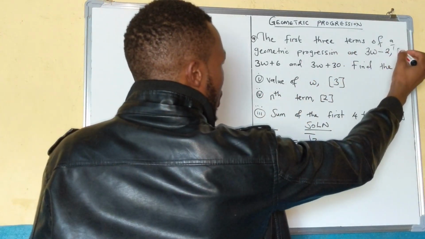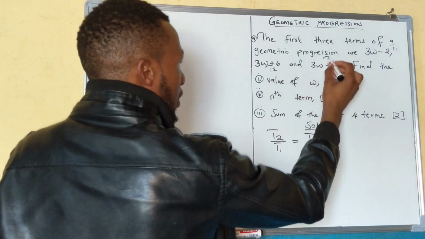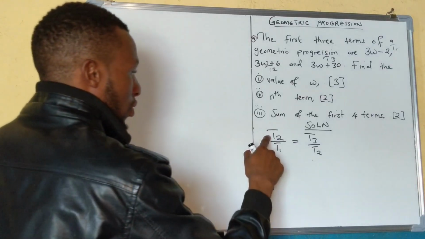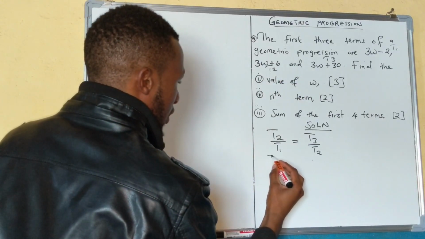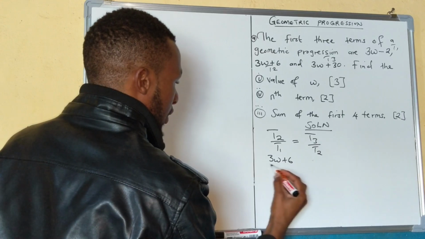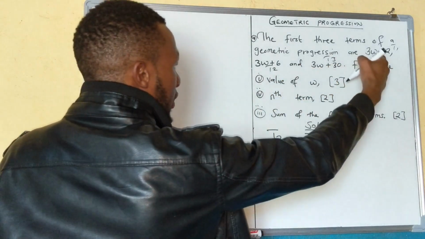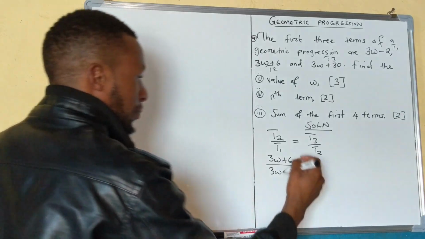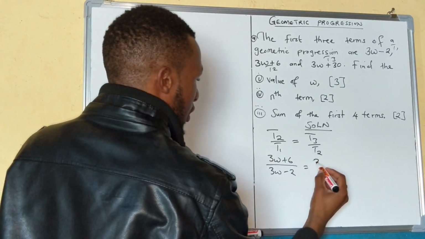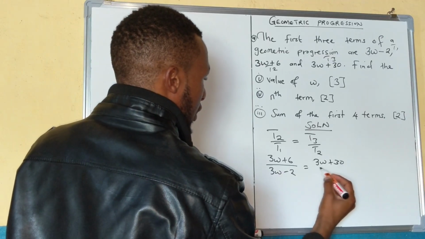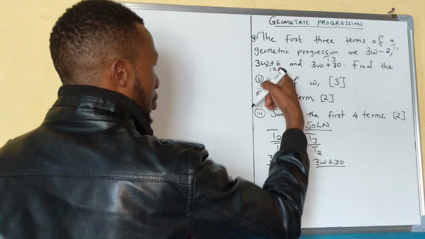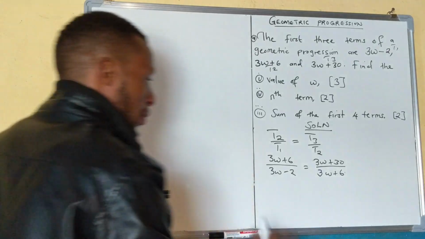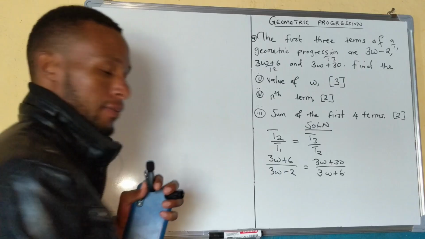This is our T1, this is our T2, this is our T3. So we substitute in this simple expression. On T2 we have 3w plus 6 divided by T1, which is 3w minus 2, equal to T3, 3w plus 30, divided by T2, which is 3w plus 6. From here we are going to cross multiply.